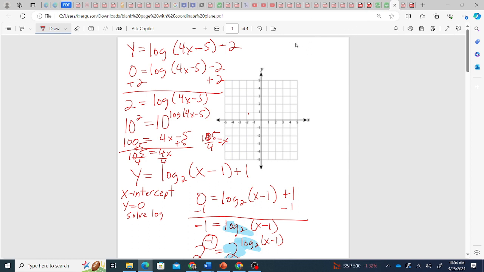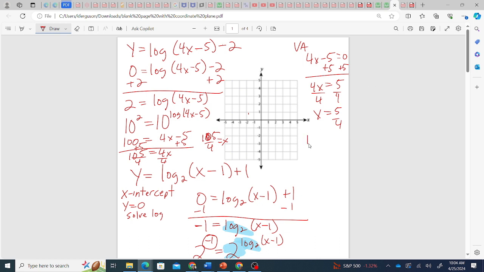Now, if I was doing the vertical asymptote, I just take 4x minus 5, it equals 0. Then I add 5 to both sides, and I get 4x equals 5. Then I divide by 4 on both sides, and I get x equals 5 over 4. Again, it doesn't go in there evenly. We're doing algebra, so we just leave it that way.